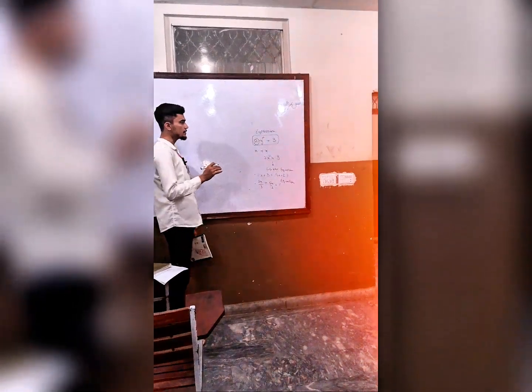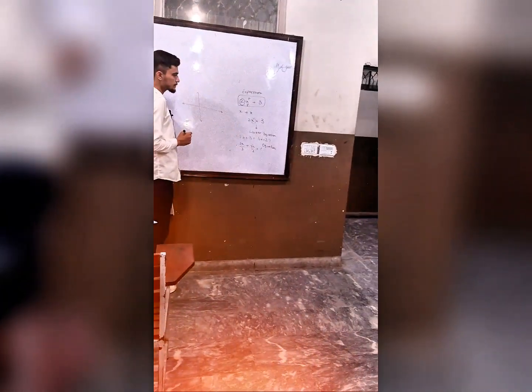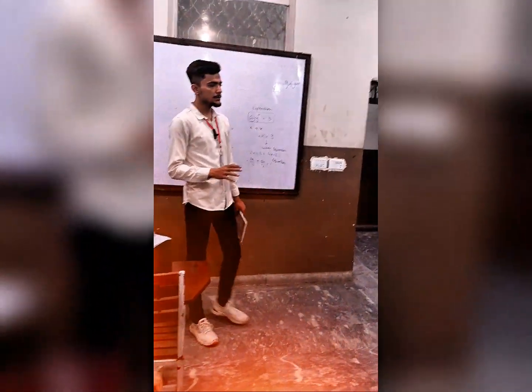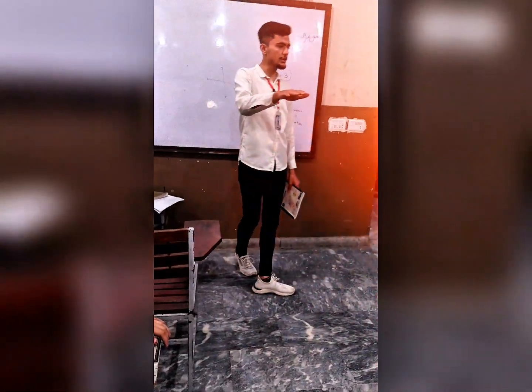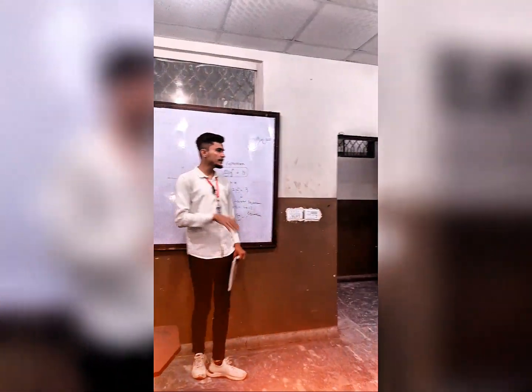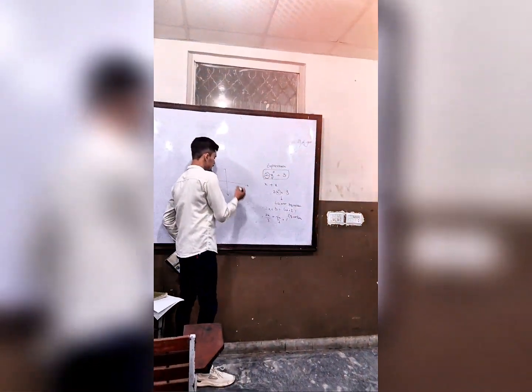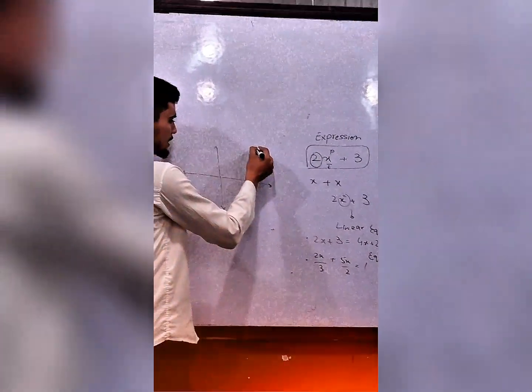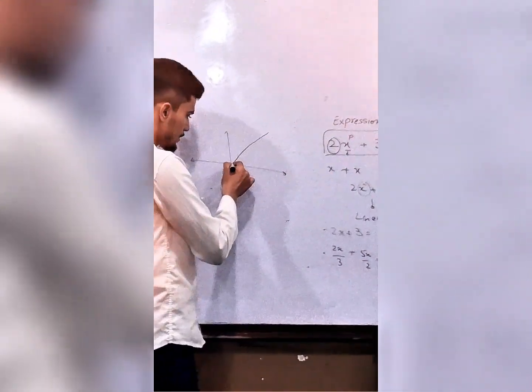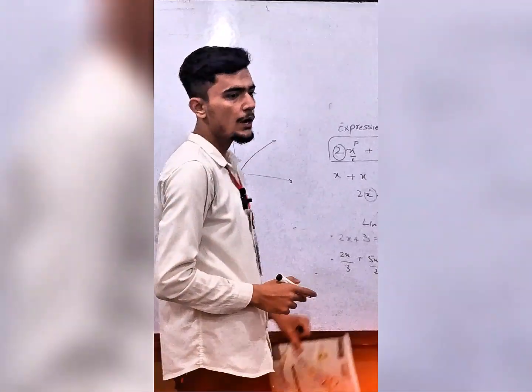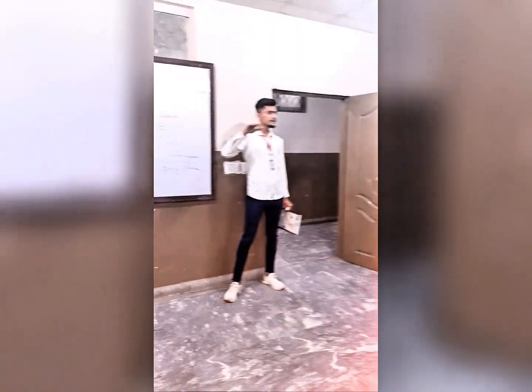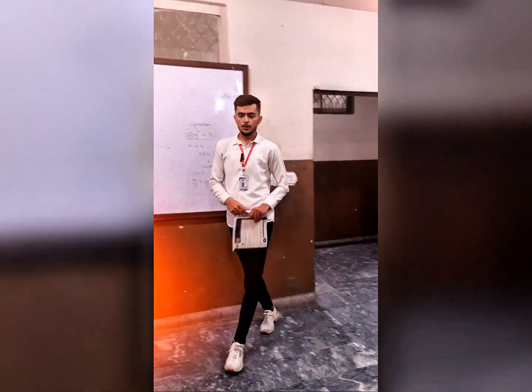Every equation has a specific graph. For example, if I am driving a car in a straight line, the graph will be a straight line. So this is the graph of a linear equation, which is always a straight line.